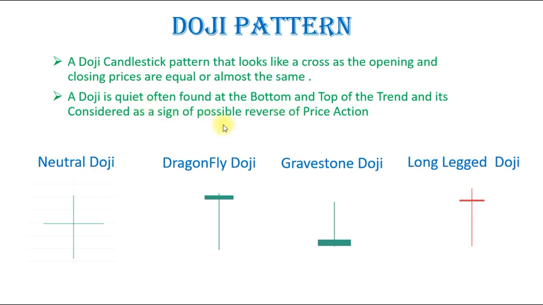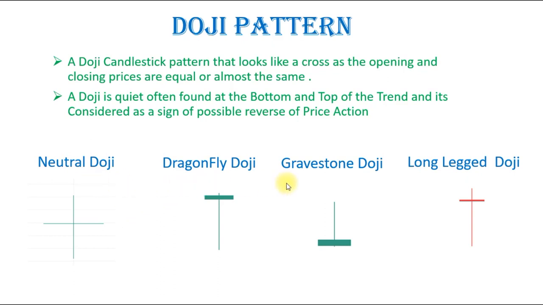So what is the meaning of this? When the market is in the uptrend and we find the doji at the top of the trend, we can expect that there might be a pause in the uptrend and we can expect the reversal. The same for the downtrend also. If we find the doji at the bottom of the trend, we can expect there is a pause in the downtrend and we can expect that price may go up. So this is how we have to use the doji in our trading.